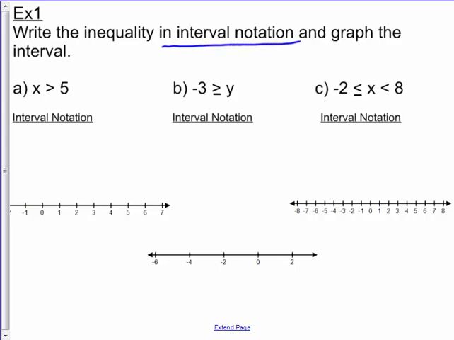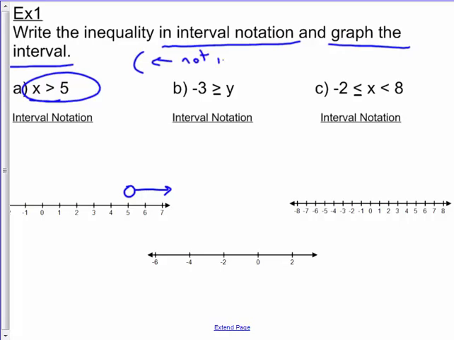It says write the inequality in interval notation and graph the interval. So the first one, we have x is greater than 5 here. Let's graph it first, and then we'll talk about what interval notation is. So x is greater than 5. Remember, I have the open circle and the closed circle. The open circle means I do not include that number. The closed circle, the filled-in circle, means I do include it. In this case, I don't want 5. I only want the ones that are greater than 5, so it's an open circle here. We want the ones greater, so I'm going to shade to the right.